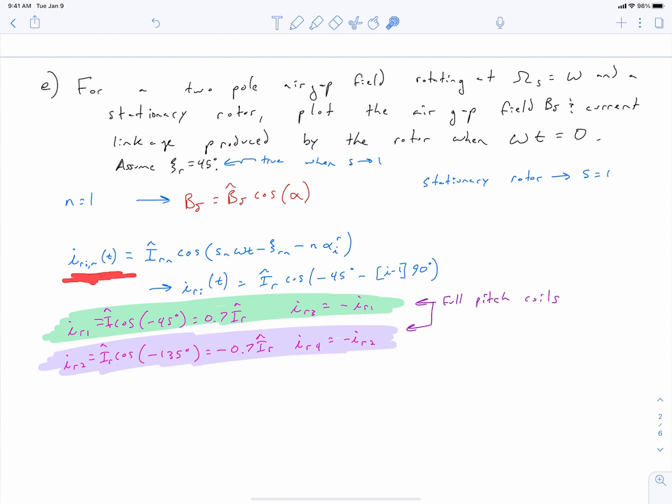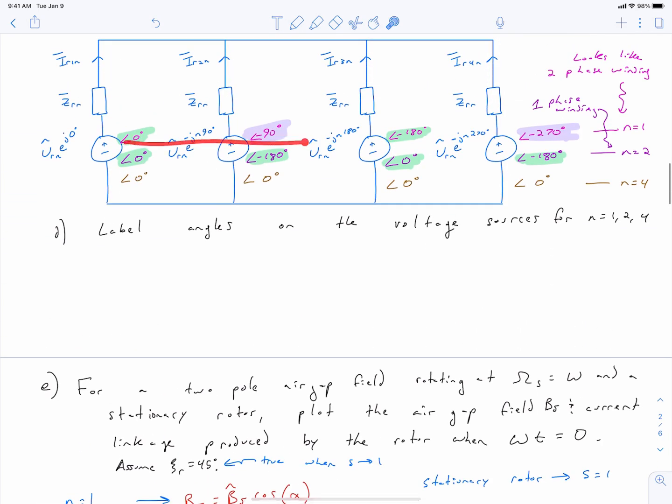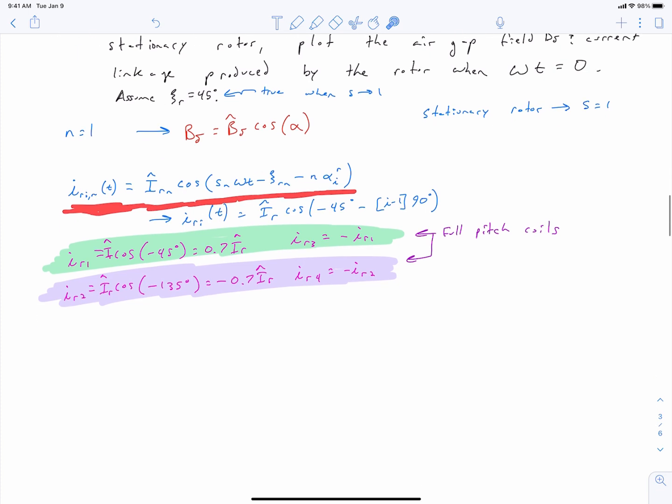We can then write an expression for the current in any arbitrary bar of our rotor by using our results up here. And so we know that we're going to have this expression for our current, since we've got zeta r is equal to negative 45, this is equal to 0, and then we've got our rotor phase angles here.